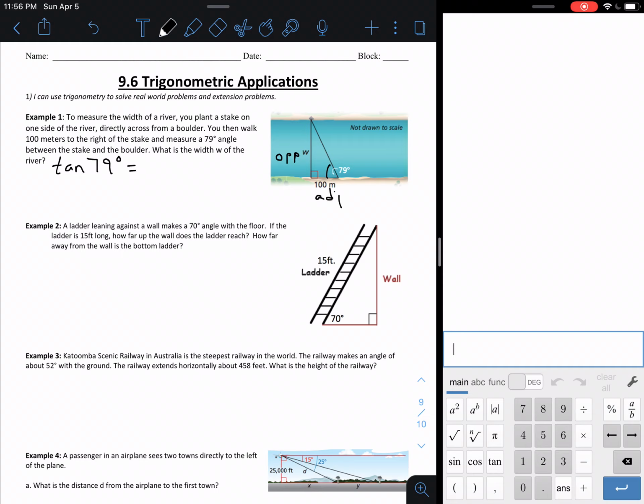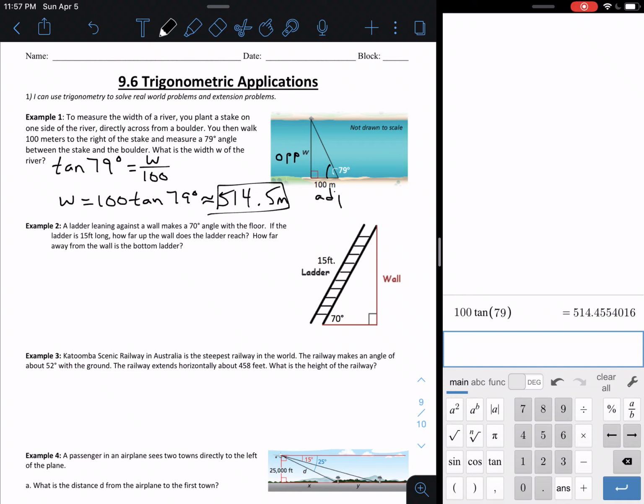So let's set up our equation. Tangent of 79 degrees is equal to our opposite side W divided by our adjacent side, which is 100. And then to solve, just multiply each side by 100. And W is equal to 100 multiplied by the tangent of 79 degrees. And then we'll get our approximation here. So we'll type that in over on the right, 100 tangent of 79 degrees. And that is approximately 514.5. We'll just go to the nearest tenth. So 514.5 meters. Cool.